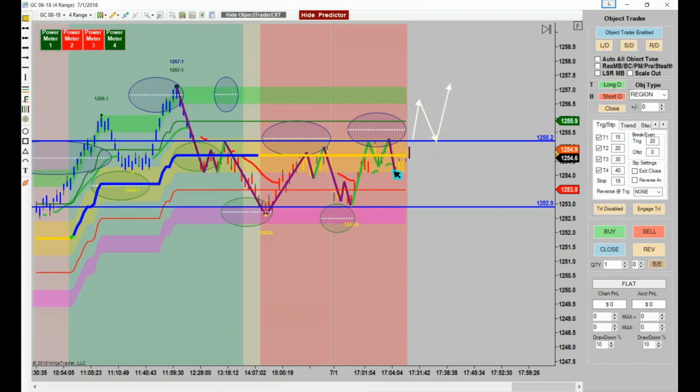So could I actually take a little break trade if I could get 10 ticks? And the answer is yes. Okay. So I can use my little region. And I just simply go set my region.